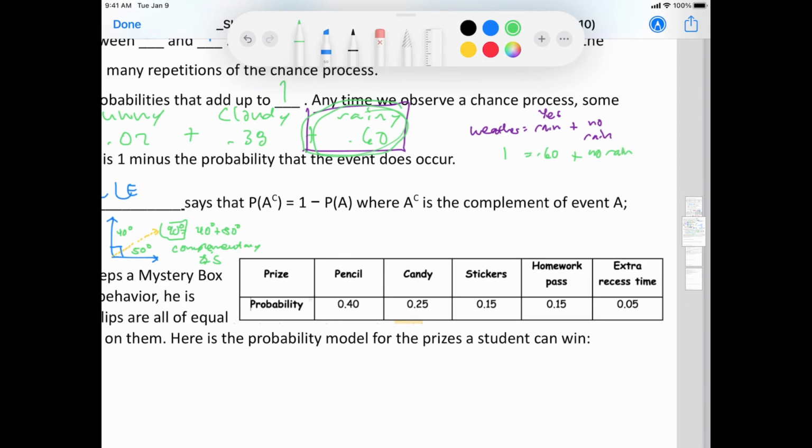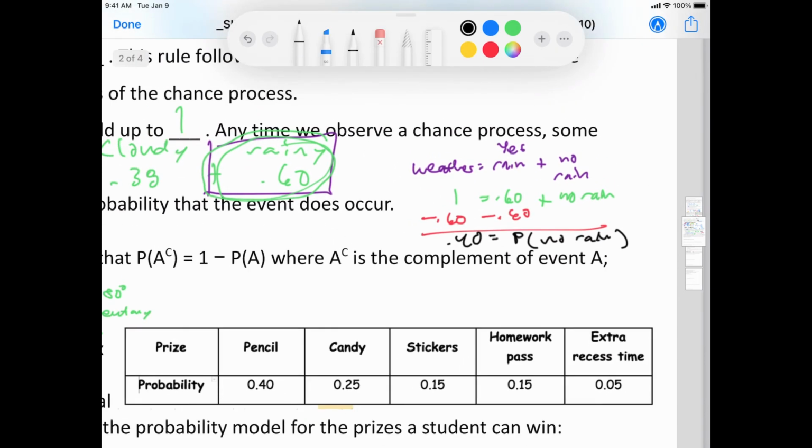So if we're trying to find the probability of not raining, we can use the complement. So how do you do that? Here we would just subtract 0.60. And you would get this: the probability of no rain is equal to 0.40. Okay? So we basically took the complement of 0.60, which is 0.40. So I kind of like to think of it as yes plus no equals the weather.